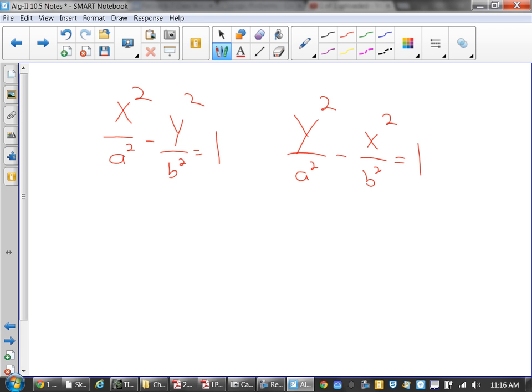The X and Y show the direction. No, the A's and B's don't. Okay? The A and B values still mean the exact same thing as they did before. The A value is still the distance from your center to vertex. Your B value is your center to what's called a co-vertex.